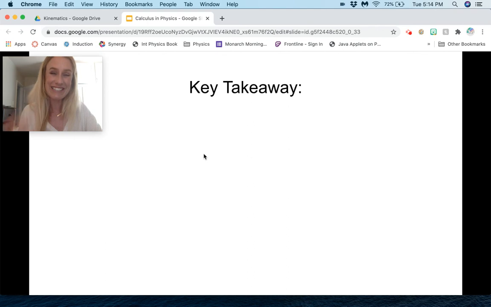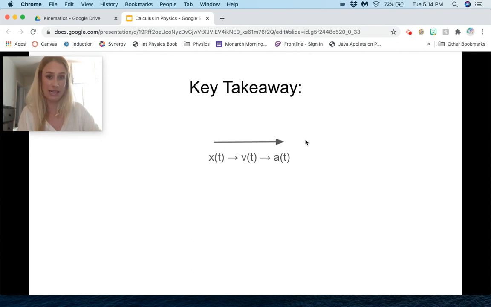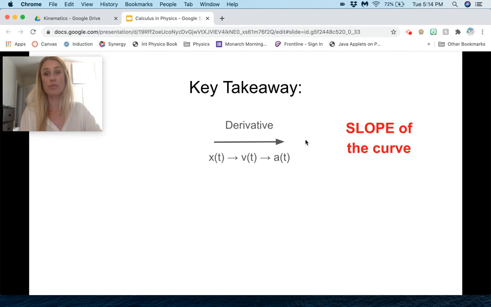All right, finally at the end. Our key takeaway here, okay? Key takeaway. When we're going from a position function with respect to time to a velocity function with respect to time to an acceleration function with respect to time, we are taking a derivative. What we are doing here is we are finding how that function actually changes with respect to time. We're finding the slope of the curve, okay? So on a position versus time curve, the slope is going to be velocity. On a velocity versus time curve, the slope is going to be acceleration.